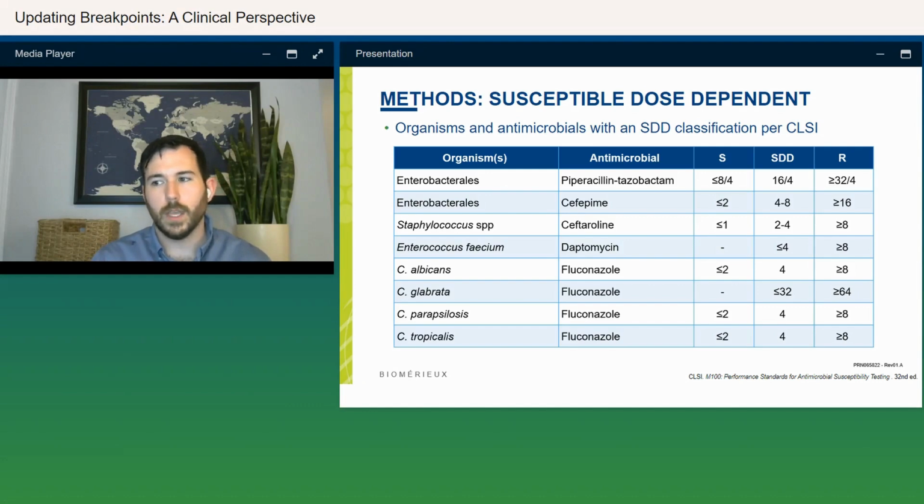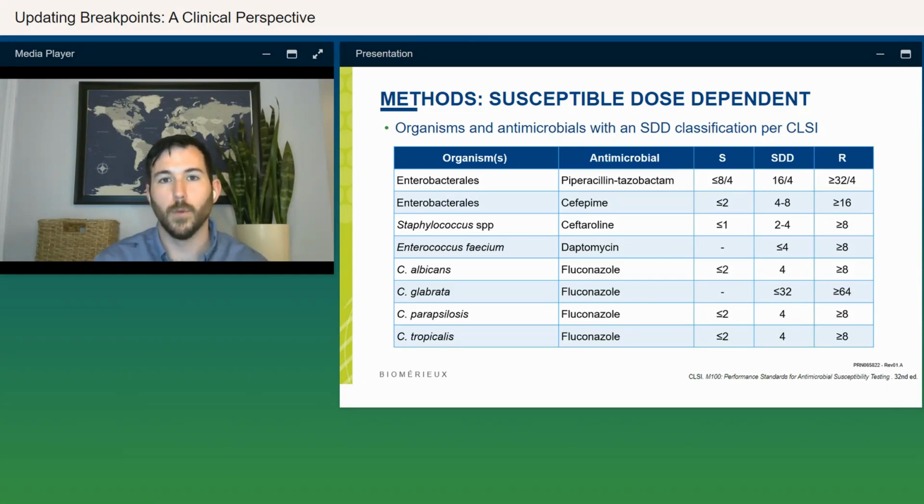I'd like to quickly showcase, we're not going to go through this whole table, but these are the current bug-drug combinations that have an SDD classification per the CLSI. And so quickly, let's just look at an example. So let's look at cefepime in combination with the Enterobacterales. The susceptible breakpoint, which is set at an MIC of 2 or less than or equal to 2, is based on a dose of 1 gram of cefepime administered every 12 hours.